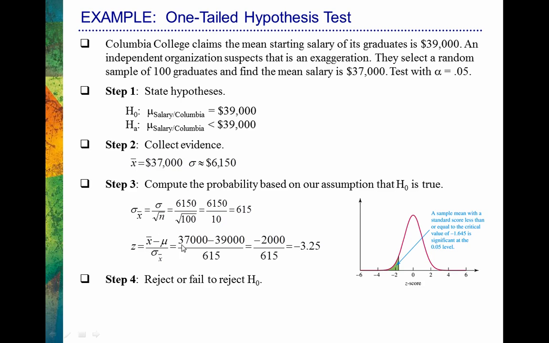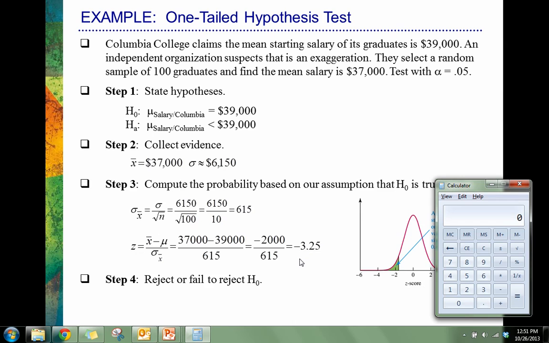Now that we know that value, we can plug it in down here to our formula for Z. So we take our sample mean, 37,000, we subtract that population mean, which is based on the null hypothesis of $39,000, and then we divide by our standard error of the mean. So we see differences here of about $2,000 relative to the differences between means that we expect just by chance. And we find a Z value of negative 3.25. And we can verify that real quickly with our calculator. If we take 2,000 and then we make that negative, we can then divide by 615 and we find a value of negative 3.25.